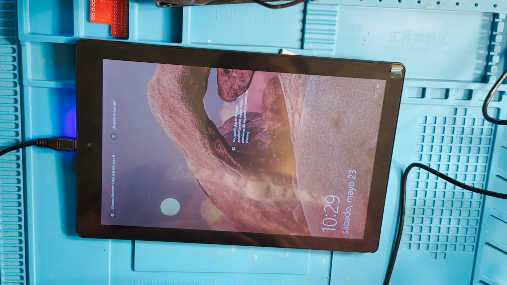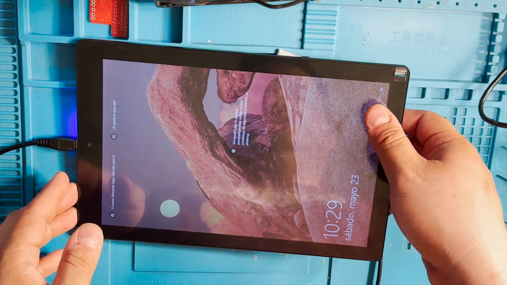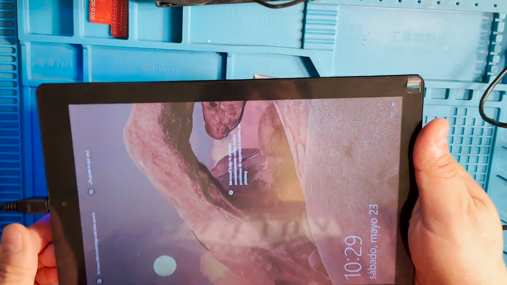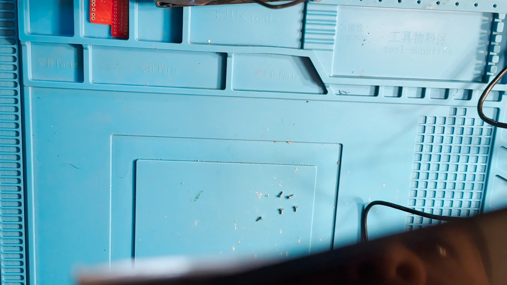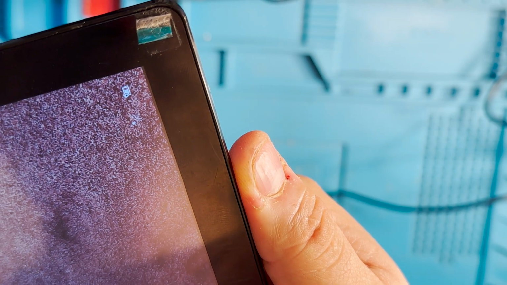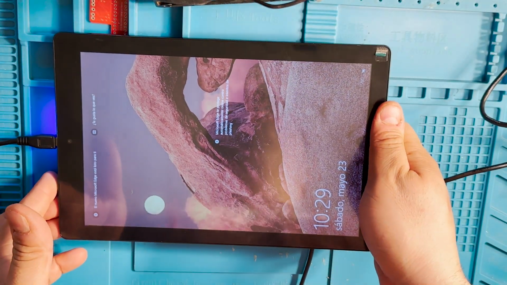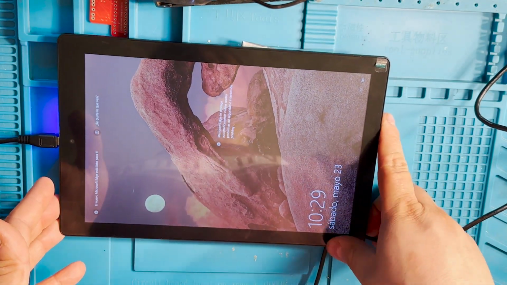And on the tablet, do we get a charge symbol? Let's see. So yes, the tablet is charging. So we fixed the tablet with a new battery.